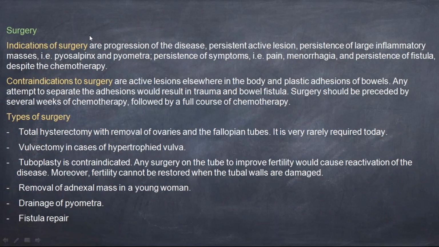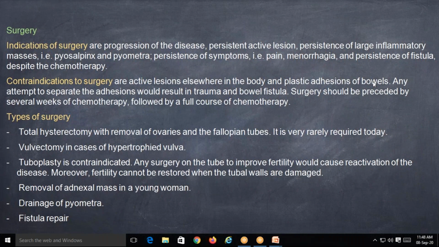So surgery. What are the indications for surgery? When there is progression of the disease, persistence of active lesions, persistence of large inflammatory masses, that is pyosalpinx, pyometra, persistence of symptoms, that is pain, menorrhagia, persistence of fistula despite chemotherapy, then you will go for surgery. What are the contraindications of surgery? When there are active lesions elsewhere in the body, or any plastic adhesions, as any attempt to separate the adhesions will result in trauma to the bowels. That's why we have to avoid it.